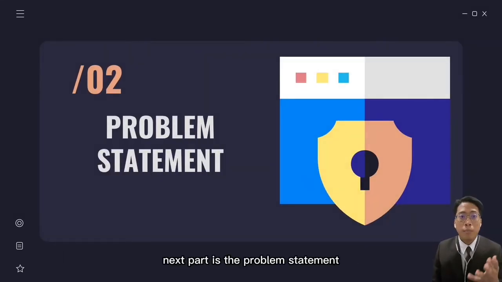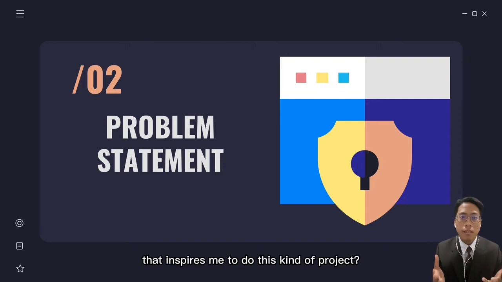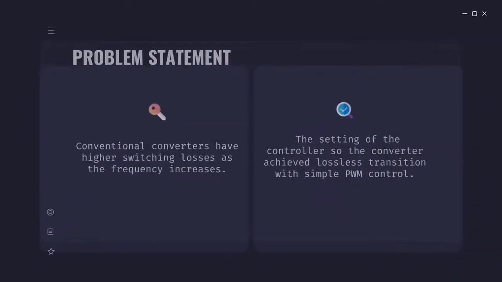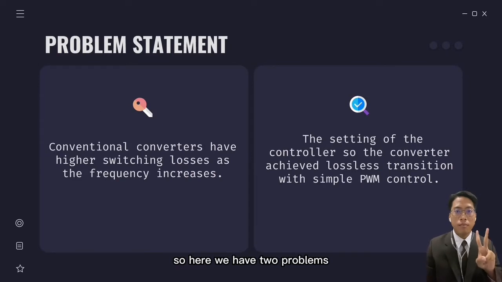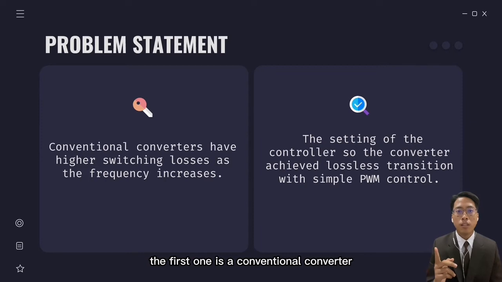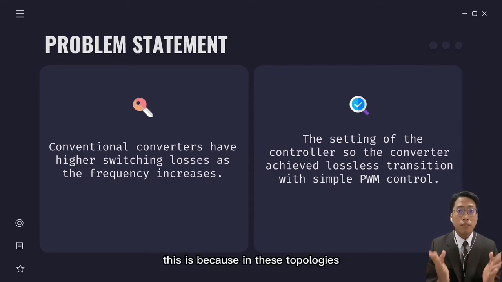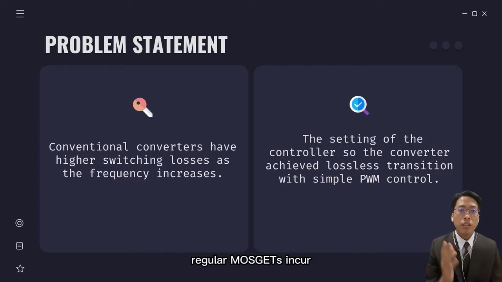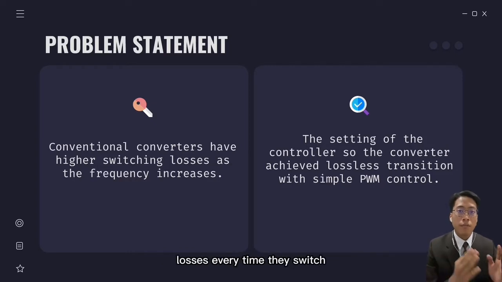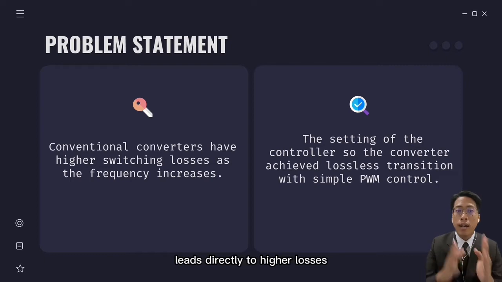Next part is the problem statement. What problems inspired me to do this kind of project? Here we have two problems. The first one is that a conventional converter has higher switching losses as the frequency increases. This is because in these topologies, regulator MOSFETs incur losses every time they switch. So a higher switching frequency leads directly to higher losses.